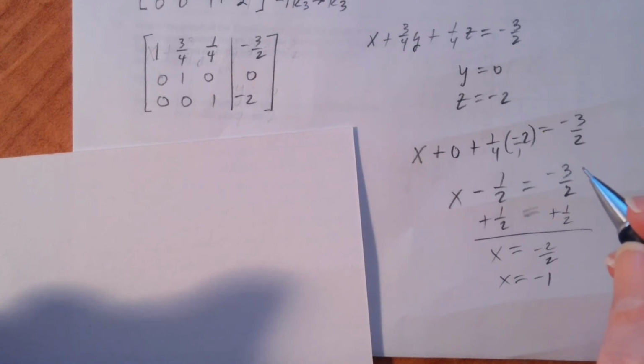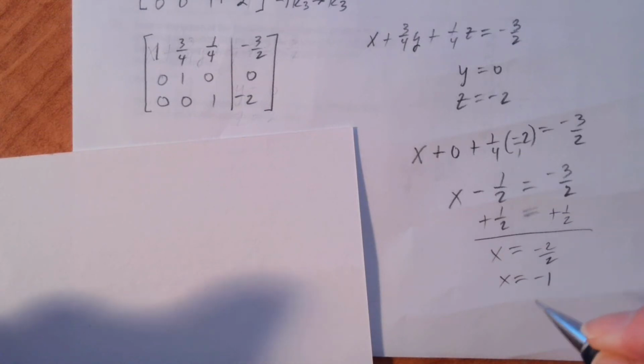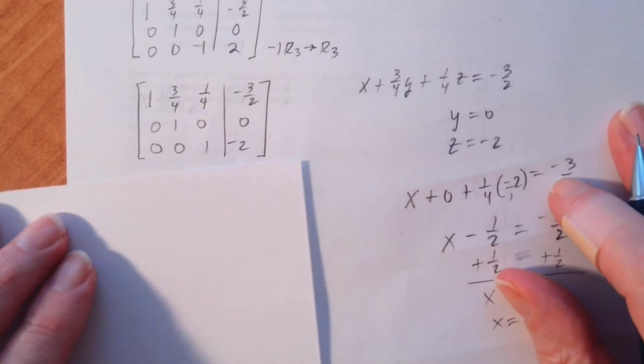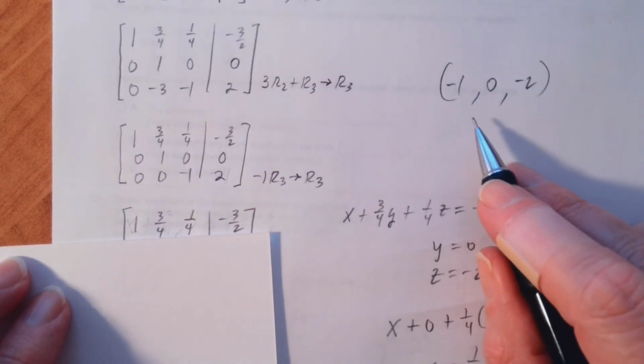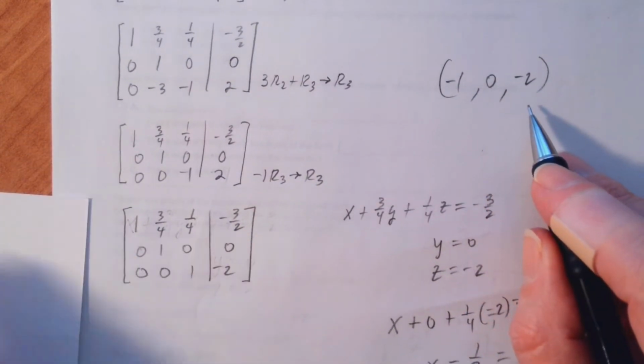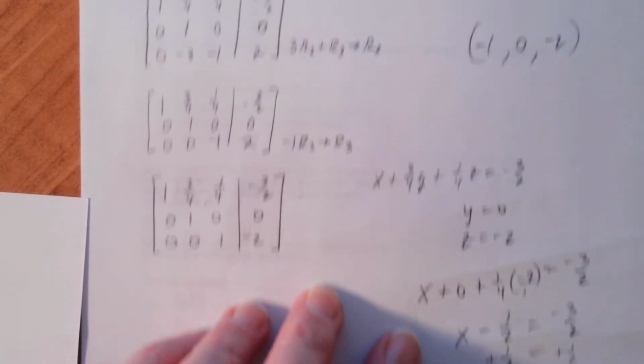Well, actually, yeah, this is negative 3 plus 1, which is negative 2. Negative 2 over 2 is negative 1. All right, that's what I did. So finally, you would write your answer as the ordered triple, negative 1, 0, negative 2, using these values that we just got here.